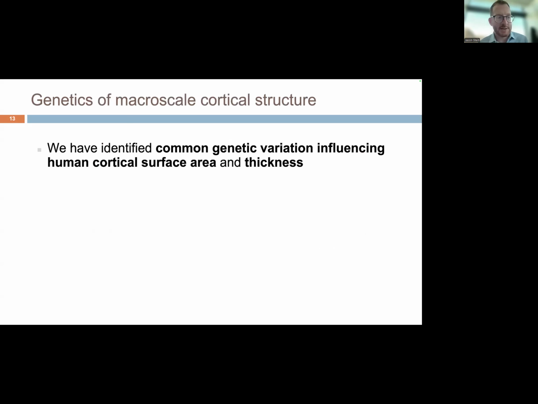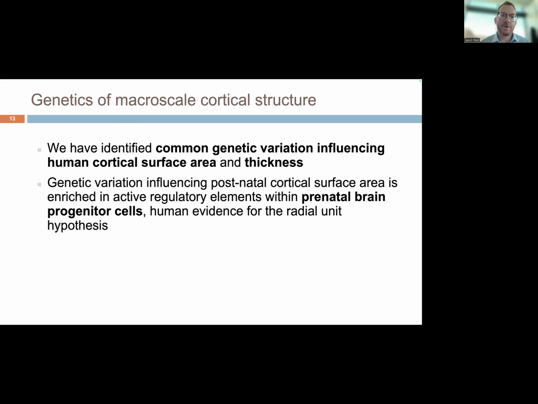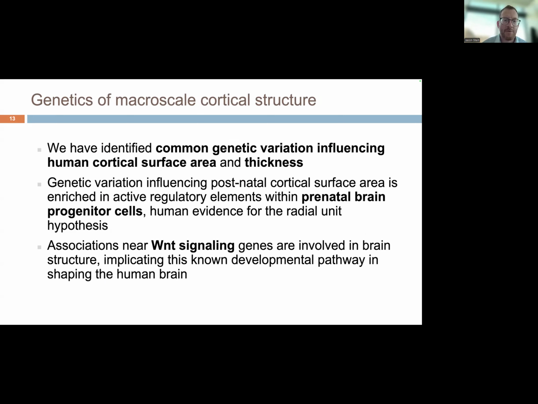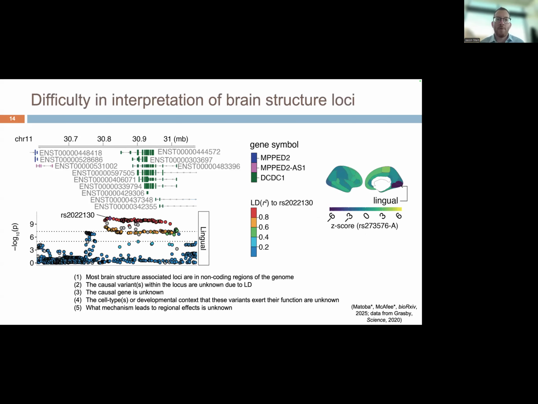Okay, so to summarize this first part, we identified common genetic variation influencing human cortical surface area and thickness. We found that genetic variation influencing postnatal cortical surface area is enriched in active regulatory elements within the prenatal brain progenitor cells, which we think is human evidence for the radial unit hypothesis. And finally, associations near Wnt signaling genes are involved in brain structure, implicating this known developmental pathway in shaping the human brain.